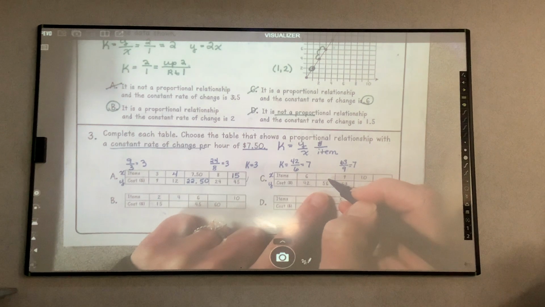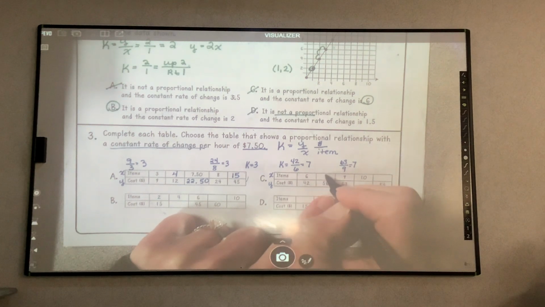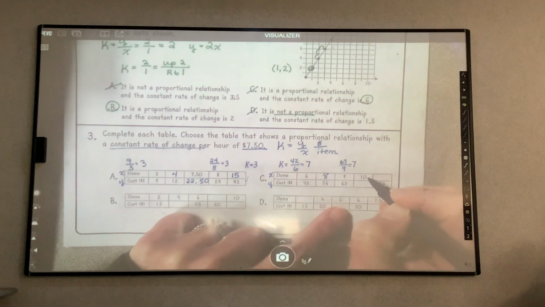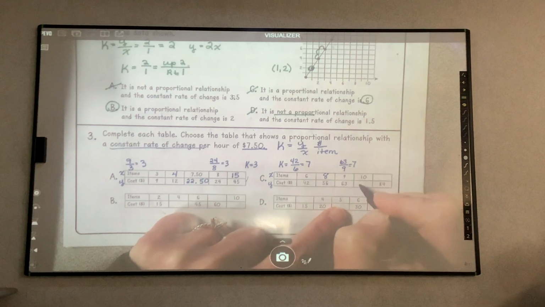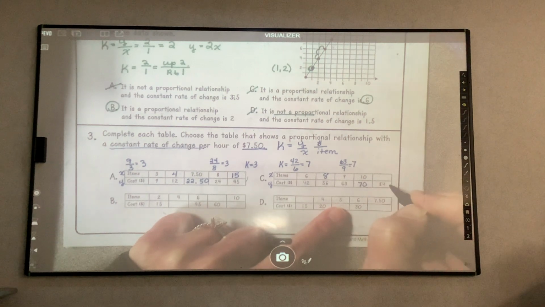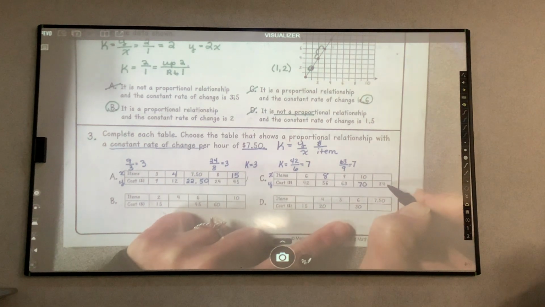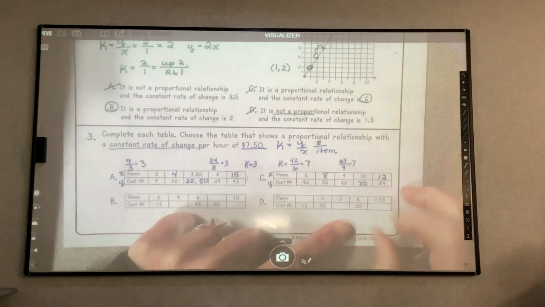Wait, no. 7 to get 8. Good. Here we go the other way. Instead of dividing by 7, we're going to multiply by 7 to get 70. And here we take 84 and we divide it by 7 to get 12. That's still not our answer.